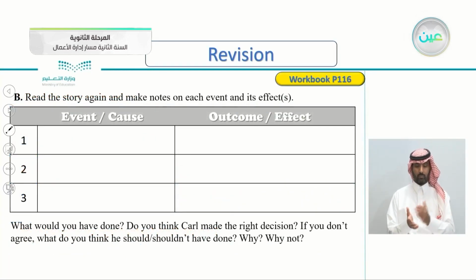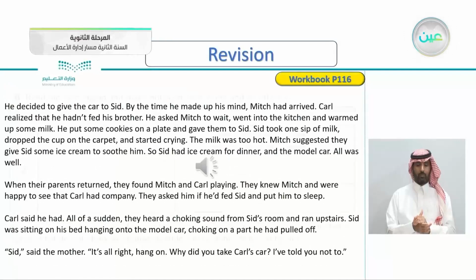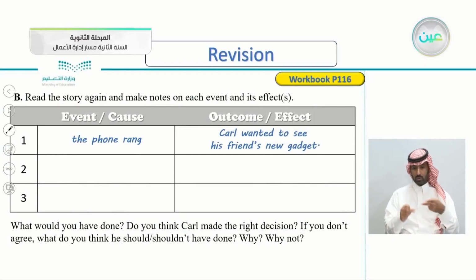So here, exercise B, part B, read the story again and make notes on each event and its effects. We have three. You have to put three events or causes, then the outcome. What would you have done? Do you think Carl made the right decision? If you don't agree, what do you think he should or shouldn't have done? Why or why not? So we have to listen to the story again, read it again. Then now we will complete this chart.